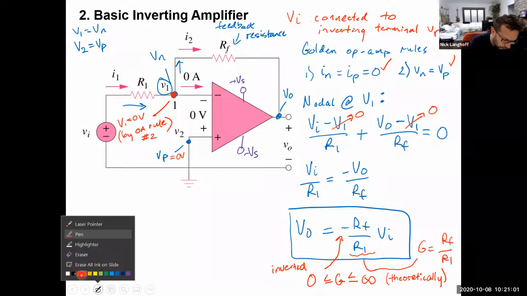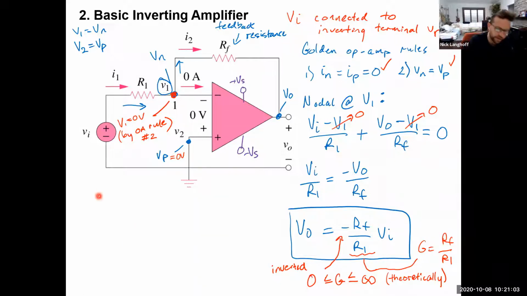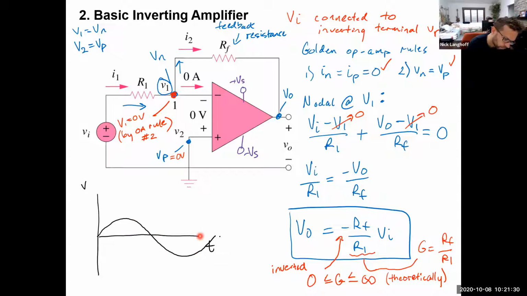As you start to work with amplifiers, what's really useful is to look at how they behave with AC signals. So let's plot a graph of voltage versus time. Let's say this is a graph of V versus T, and we apply a sine wave input on here. So this is VI right here.